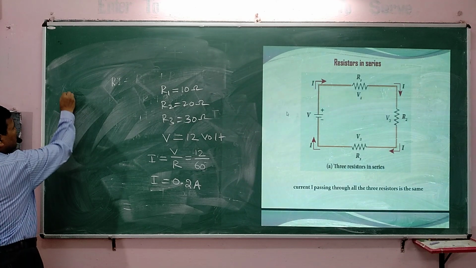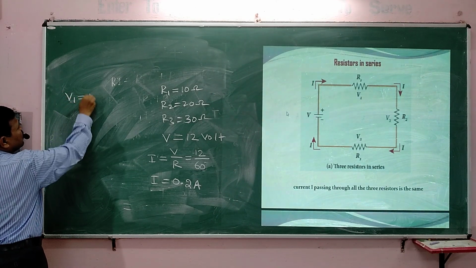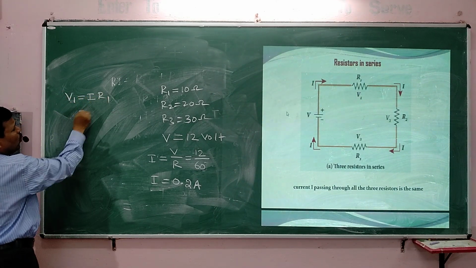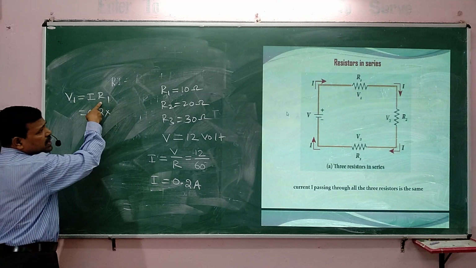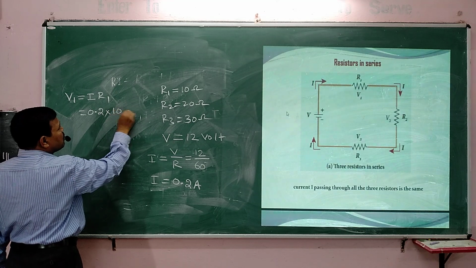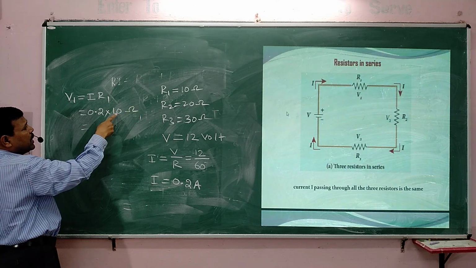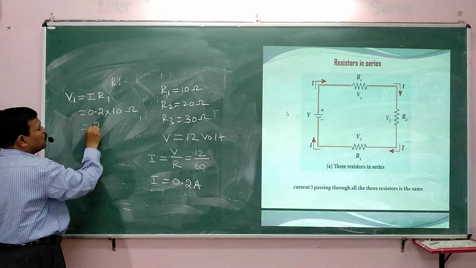Suppose you wish to calculate V1. V1 is equal to IR1. What is I? I is 0.2. What is R1? R1 is 10 ohms. So how much voltage? 10 into 0.2, 2 volt.